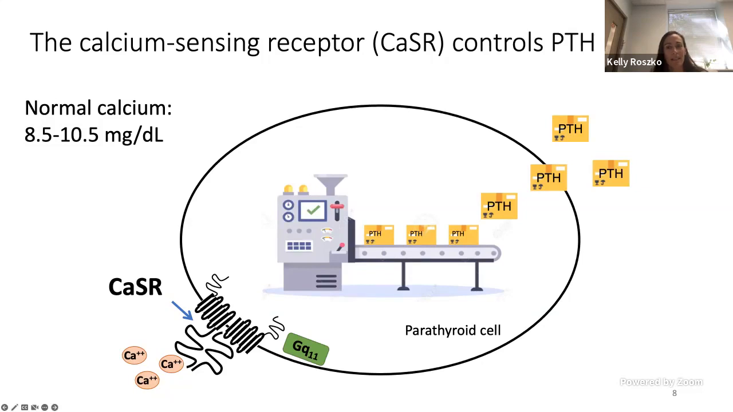So the calcium sensing receptor tells the parathyroid cell here when to make PTH and when to not make PTH. So sort of like a little machine here that's making PTH and putting it out into the bloodstream. And it's noting that the calcium is kept in a very narrow range. So very tightly regulated, we call that.